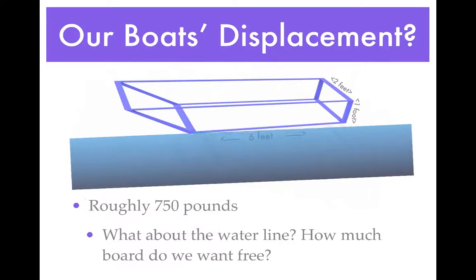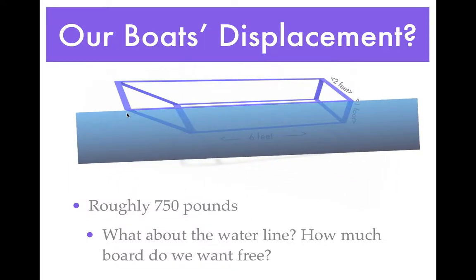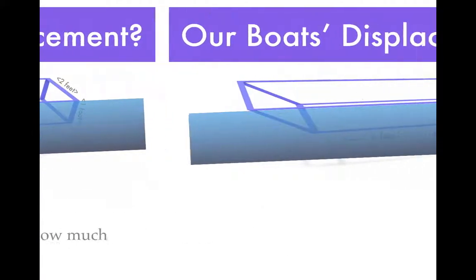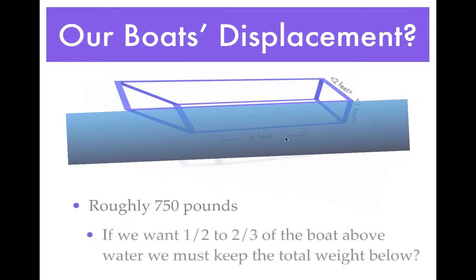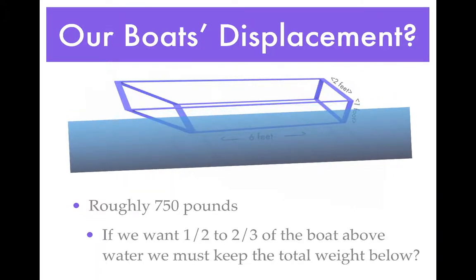So if we take our water line here, 750 pounds is going to put us right up to the edge. That's a little scary if you ask me. No, we don't want to do a full 750 pounds. We want, maybe half to 2/3 of the boat above the water. So we have to keep the weight of the boat below half or a third of 750 pounds. So there's a little math you can do to figure that out. What's half of 750 pounds? And that would tell us how much weight we can put into our boat.